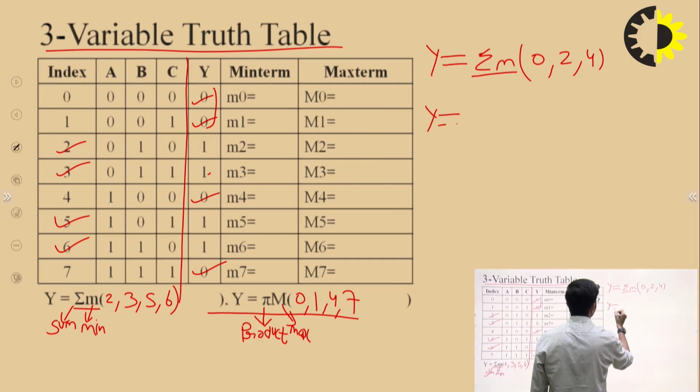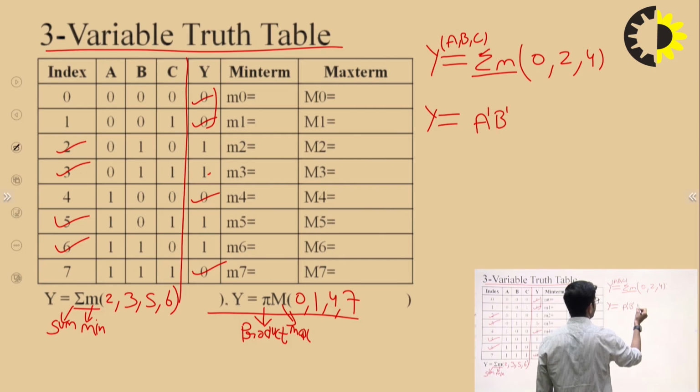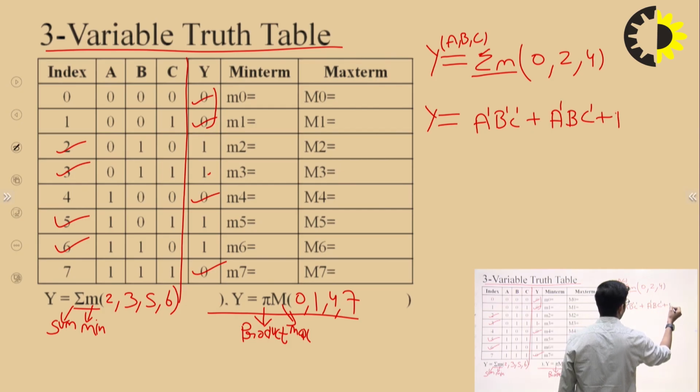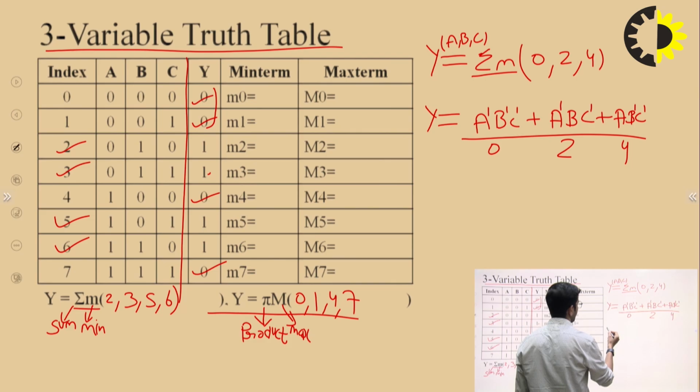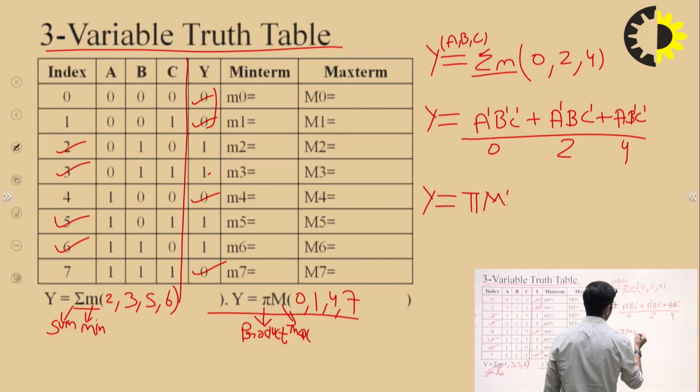So if we write this in the form of the variables, let's say this is a 3 variable function A, B and C, then 0 will be written as A bar, B bar, C bar. 2 will be written as A bar, B, C bar, and 4 can be written as A, B bar, C bar. Whereas if we want to write the max term, let's say Y is given as pi M, and the max terms are given as 1 and 3.